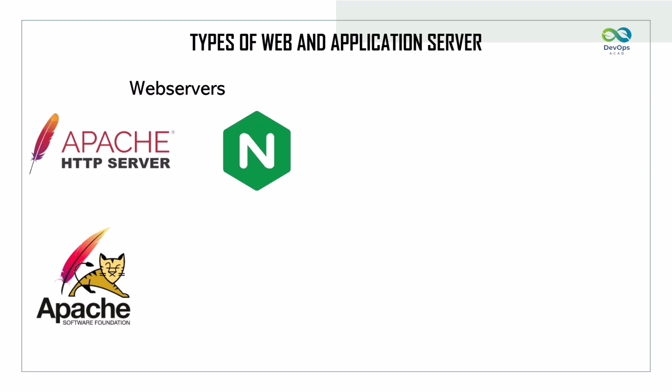Then the one that we have is the popular IIS, which is the Microsoft Internet Information Server, which is also basically a Windows-based web server. All right, so that's another one. Now, moving on, let's take a look at application servers. So, what are the types of application servers that we have out there?